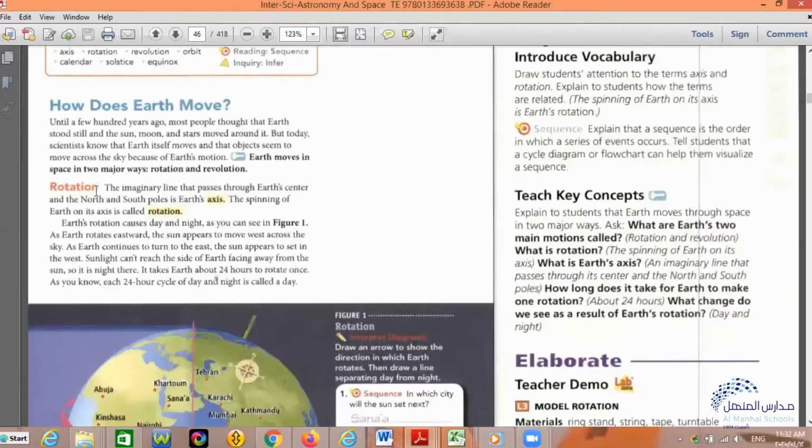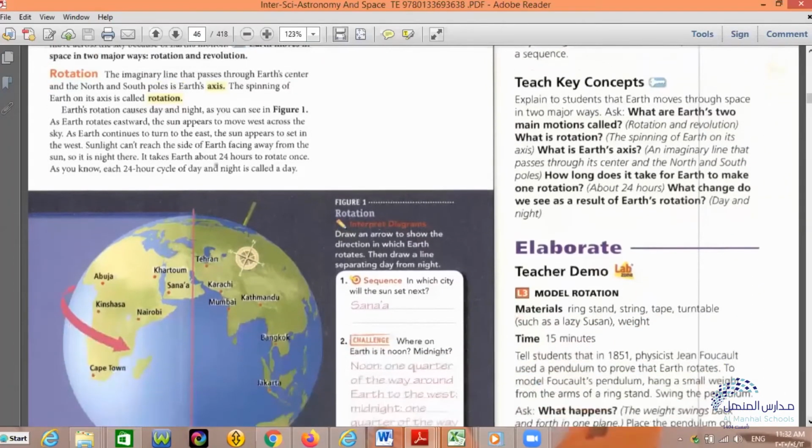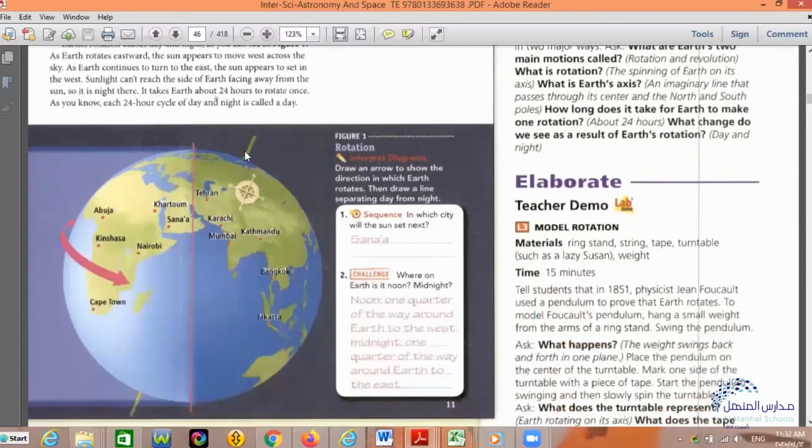So we know the difference between rotation, which is the movement of Earth around its axis, and revolution, which is the orbiting of Earth around the Sun. And we know much about the axis. When Earth is spinning, it's spinning around an imaginary line that passes through Earth's center and the North and South Poles. We give it the name axis. We can see the axis in this image from the North Pole to the South Pole.